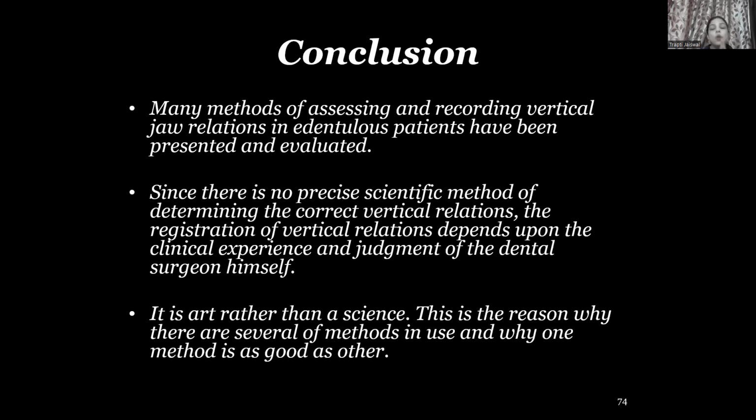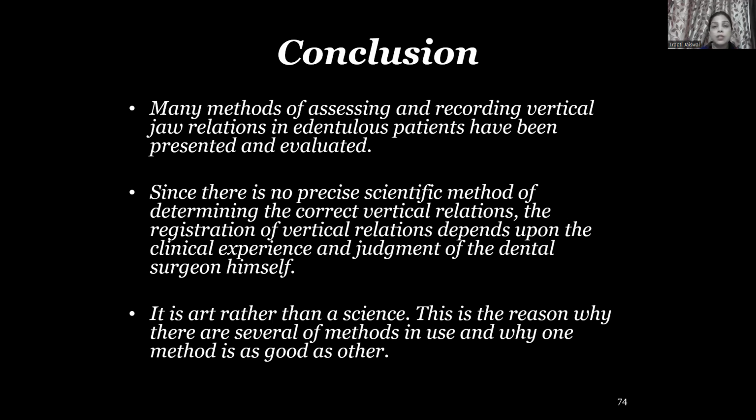So how do we record the vertical dimension? Let's revise all the points. Vertical dimension is a very important step in the jaw relation, and it is of two types: rest and occlusion. Rest is determined at the physiological rest position. Physiological rest position is the position when all the muscles of the mandibular musculature are in a state of tonic equilibrium, and this is affected by the posture and by gravity. So keeping in mind all these factors, we will determine the physiological rest position.